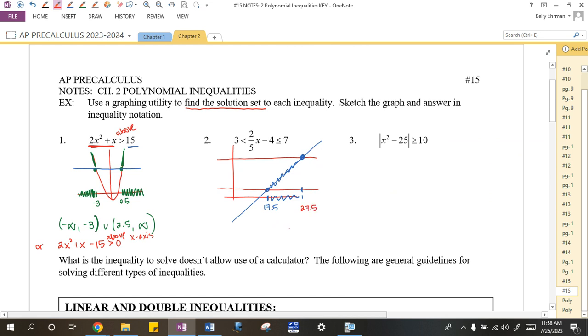And again, for my sketch, I don't care about the scale. But for this one, we would say, let's see, we want to stay above 3, but not equal to 3. So I'm going to use parentheses, 17.5. And we want to be less than or equal to 7. So 27.5 gets included.